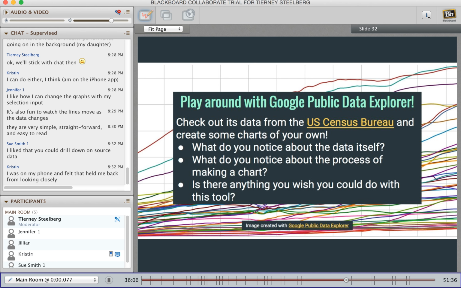Kristen says, I was on my phone and felt that held me back from looking closely. And that makes sense. It's nice that you were able to see things on your phone, though. Not all tools show up well on a phone. But it is nice to see it on the browser view to get things a little bit bigger.